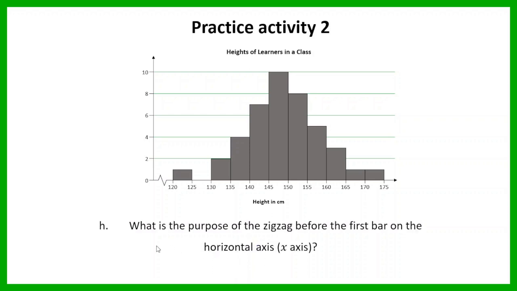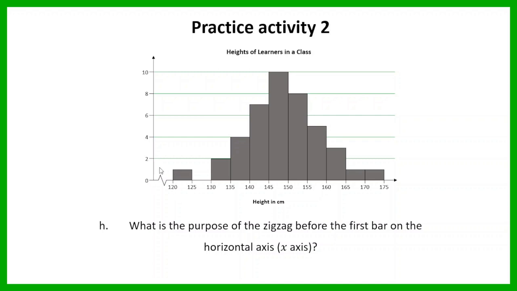And then the last question, what is the purpose of the zigzag before the first bar on the horizontal axis or the x-axis? Now this zigzag over here is something we haven't seen before. The reason for it is because if you look over here, normally we would start at 0 on a number line, but this is starting over here at 120. Now, can you imagine if this graph had to be drawn, including all the numbers up to 120, we wouldn't even be able to fit it all onto the screen unless we had everything so squashed up you could hardly see the bars because they would be so narrow.